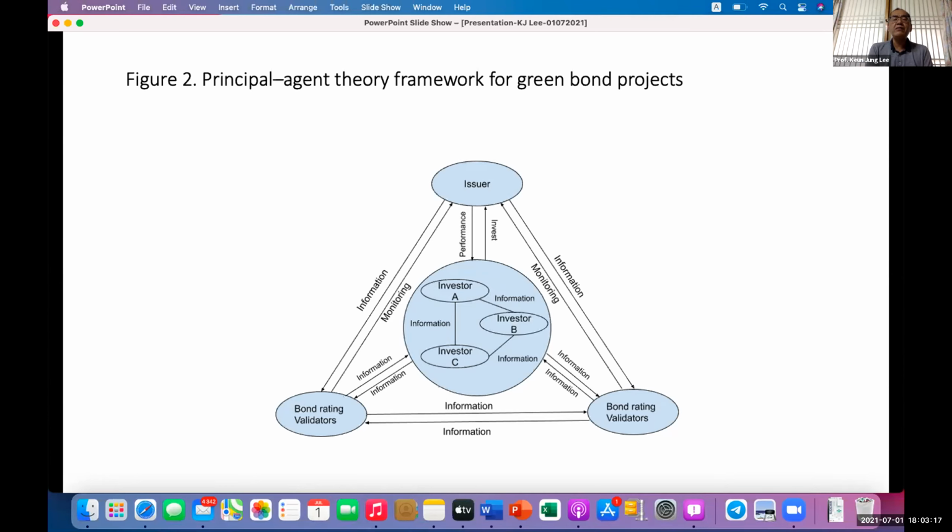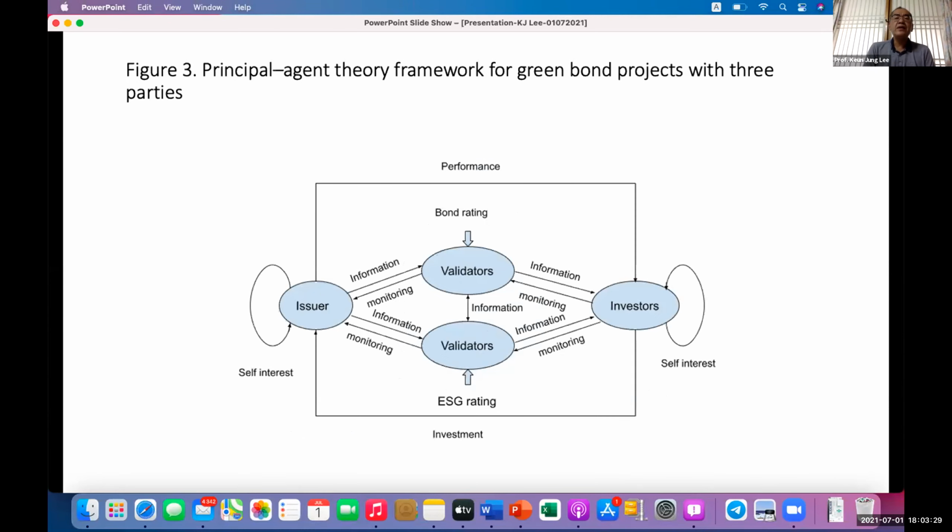Regarding this drawing, how can we minimize the asymmetric information? That's why I show figure 3, the framework for the green bond project with the three parties. The investor also wants to get some performance. We already discussed performance. What is performance? It means two things: one is the coupon rate, and the second is the return or yield of the bond. The issuer should give performance, and the investor must invest.